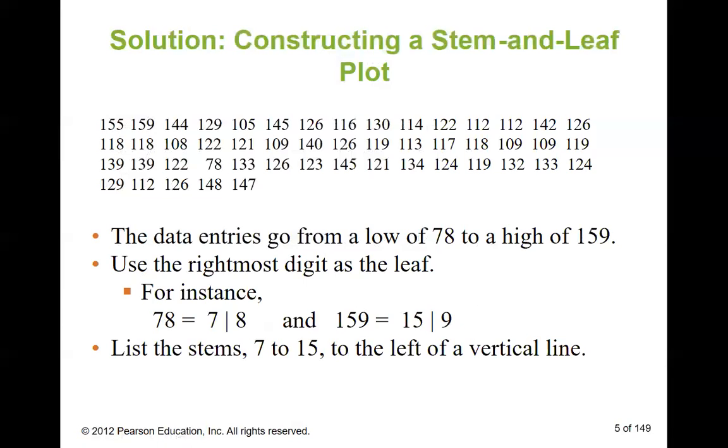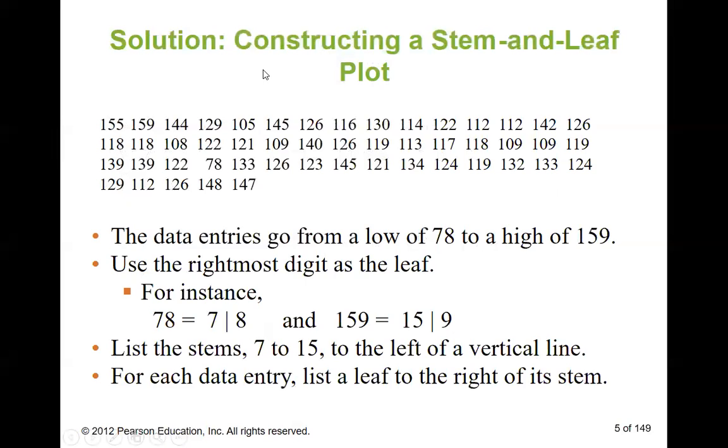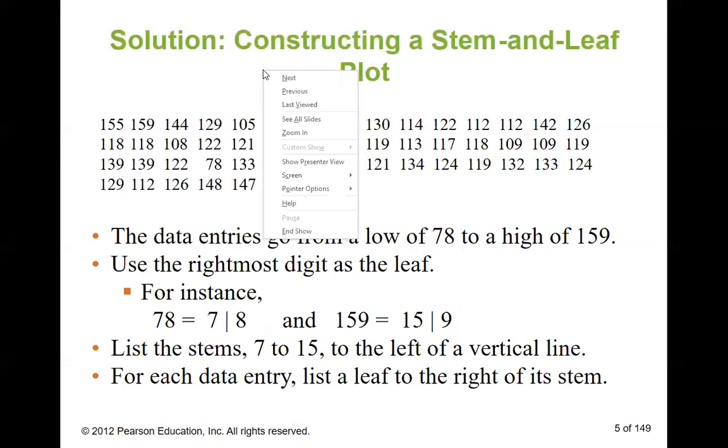You need a vertical line, and the left side is which one? The stem or the leaf? Stems are on the left, and you're just going to number from 7 to 15. Don't skip 8 and 9, even though we don't have anything in the 80s or the 90s. All right, while you're doing that, I'm going to put it on the board.